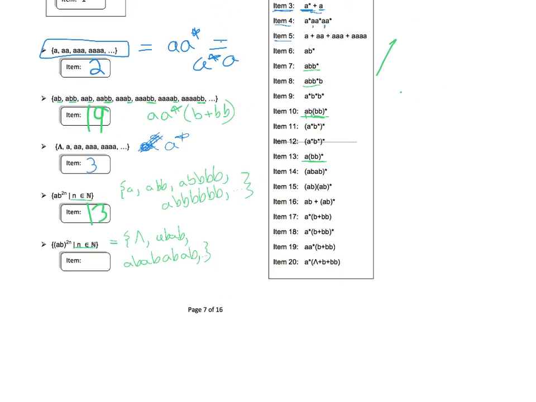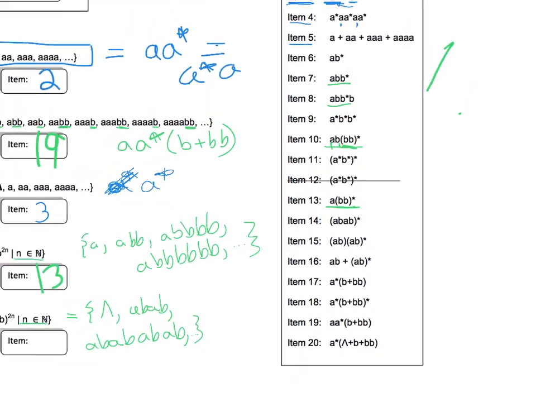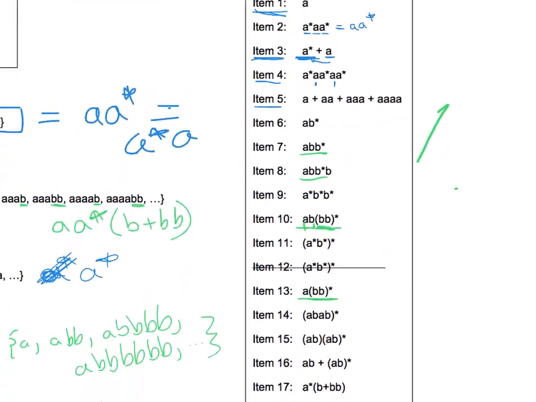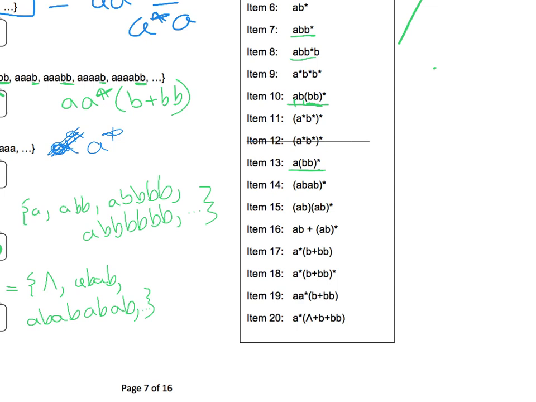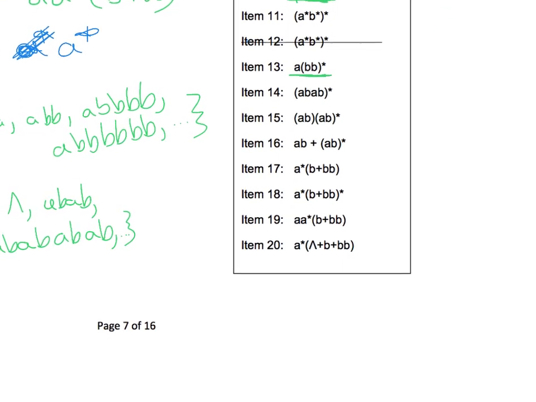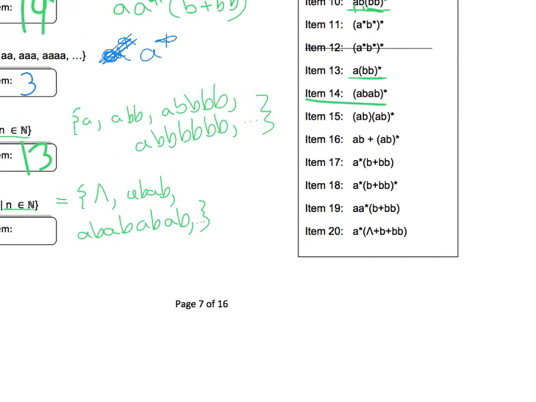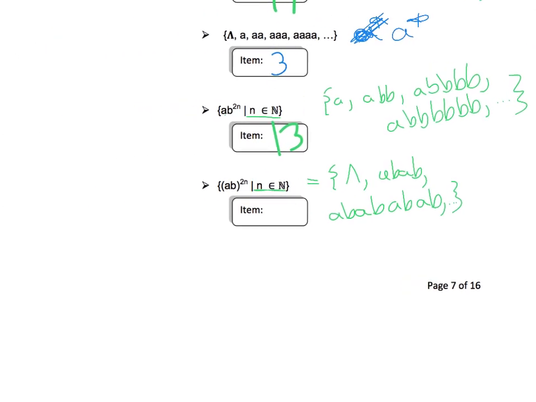And if we look at our options, it's got to have a B in it. Look at this. Item 14 is AB starred, so that automatically gives us 0 or pairs of the AB. So it's item 14.